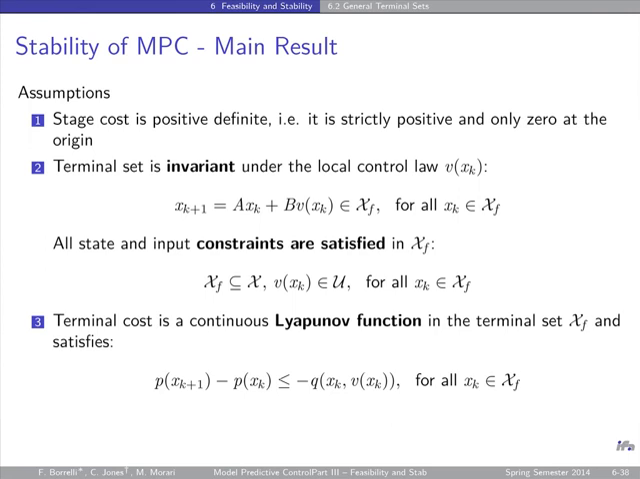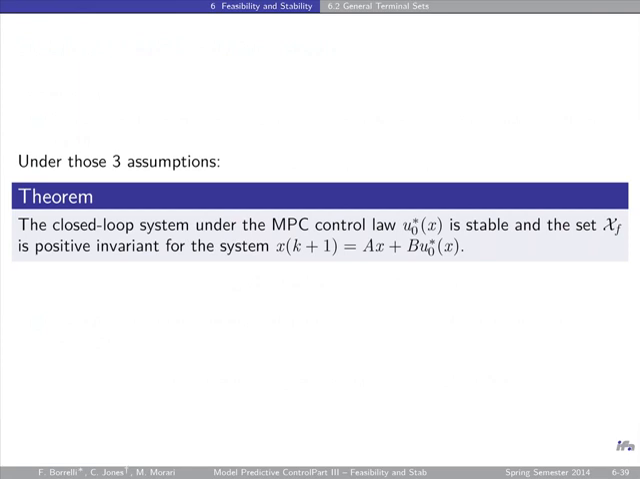If you design the MPC in this way, you will have persistent feasibility and asymptotic stability. Here is the theorem. The closed loop system under the MPC control law u star 0 of x is asymptotically stable. This is missing here. Okay? And the terminal set is positive invariant for the closed loop system. Okay? There is even a stronger result than this, okay? The calligraphic x0, which is the set where MPC is feasible at time 0, is actually the region of attraction. From all the states from calligraphic x0, you will go to 0, okay?